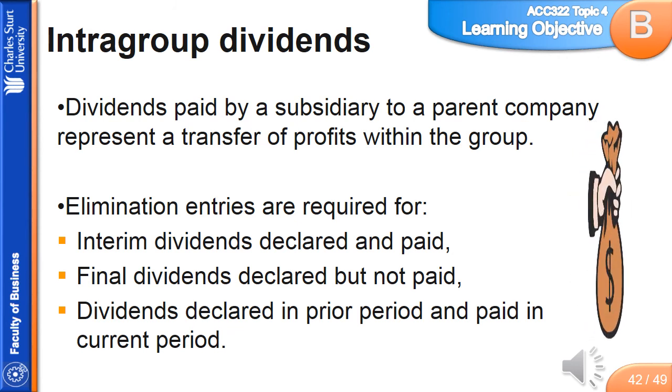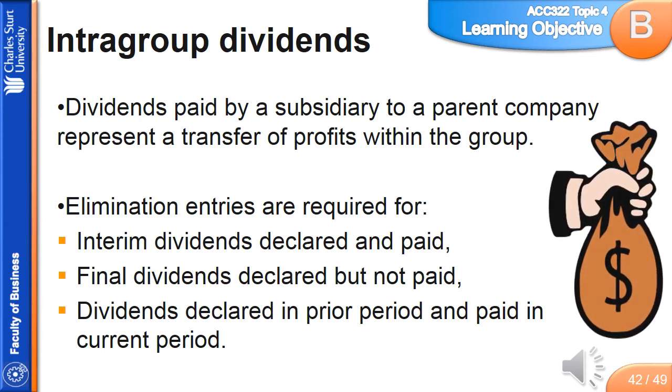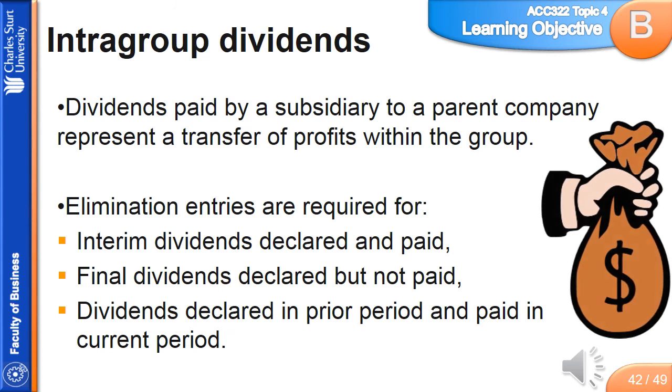There's also, however, final dividends that are declared but not yet paid. So they've made a commitment to pay the dividend, however it's not actually physically paid. And then the last one is dividends declared in a prior period and paid in the current period. So following on from the second event there.